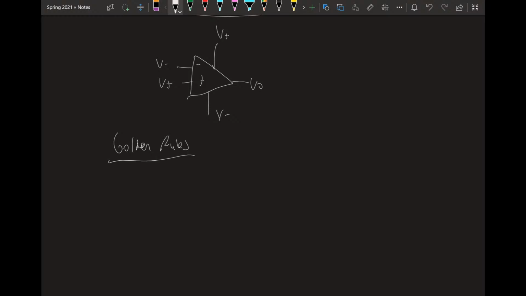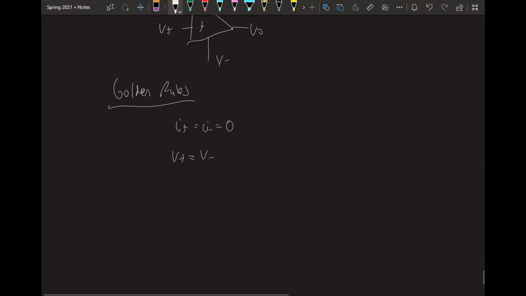Okay. We're going to assume two things. One, that the current into the input terminals is 0. What we're assuming is that the op amp has infinite input impedance. And we're also assuming that the voltage difference between the terminals is 0. So V plus equals V minus. To solve, one, you're going to apply the golden rules. And then two, wow.